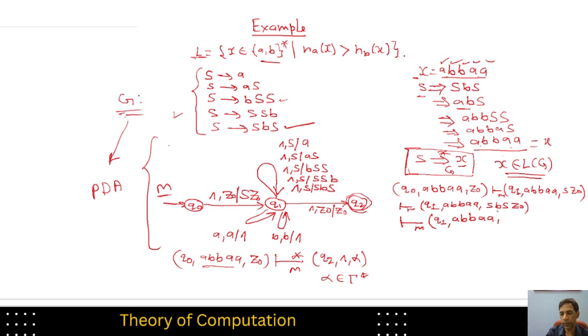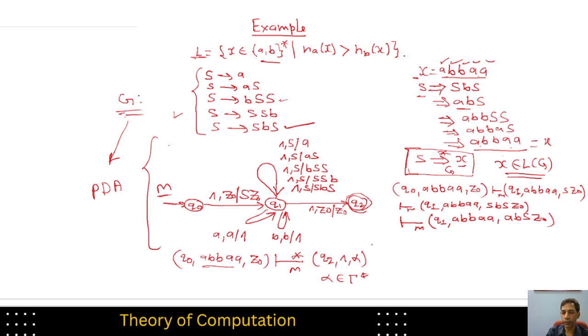Now S is replaced with the string A. We are using the production S derives A. So you are going to use S derives A. Okay. So we have A, B and S and this Z0.